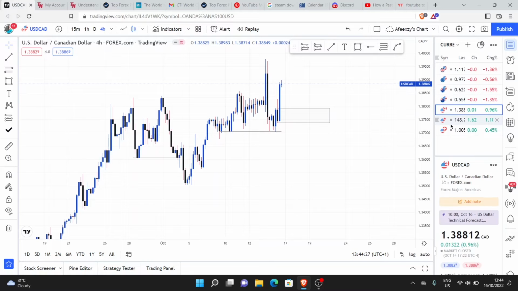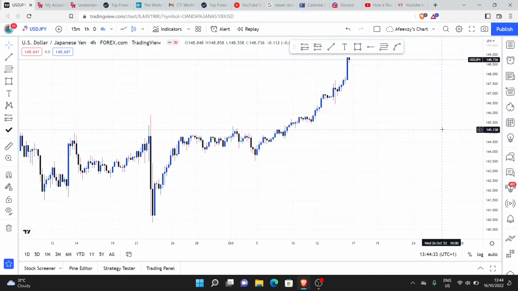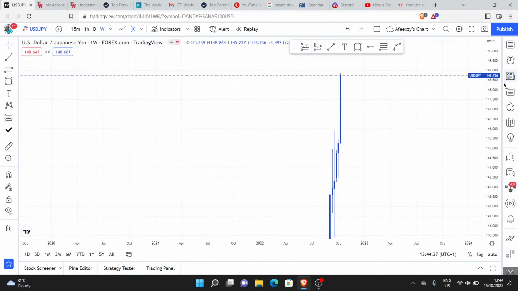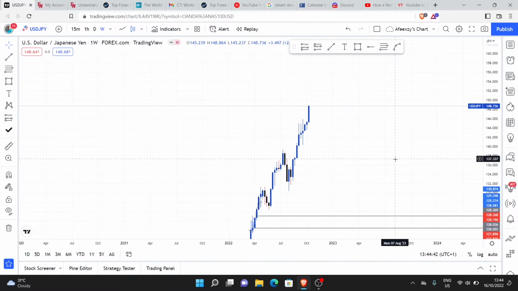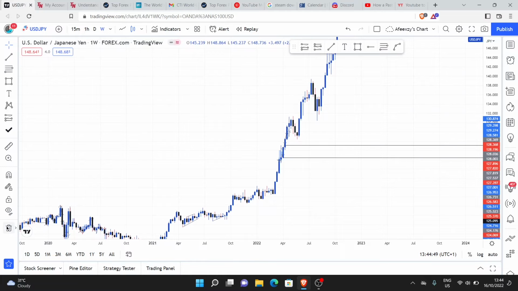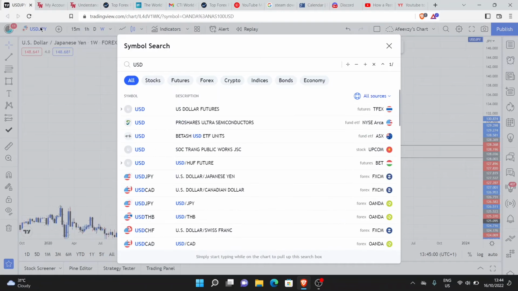Let's go to our next pair, which is USDJPY. On our USDJPY, you can see that this market is very bullish. Don't even try to catch any form of reversal in this market. So let me just clear this market overall and make a fresh analysis. Sorry, let me use the other pair.